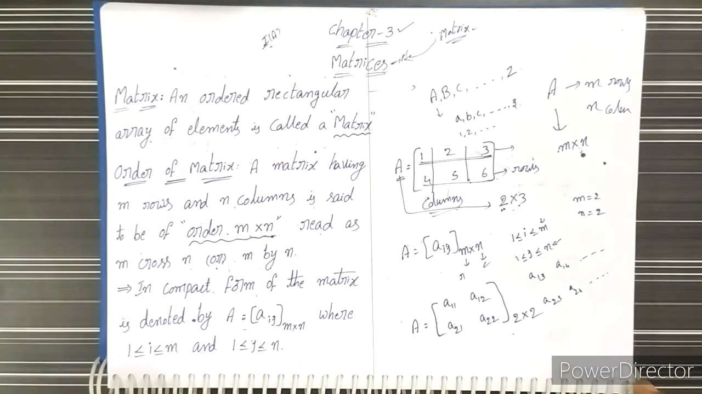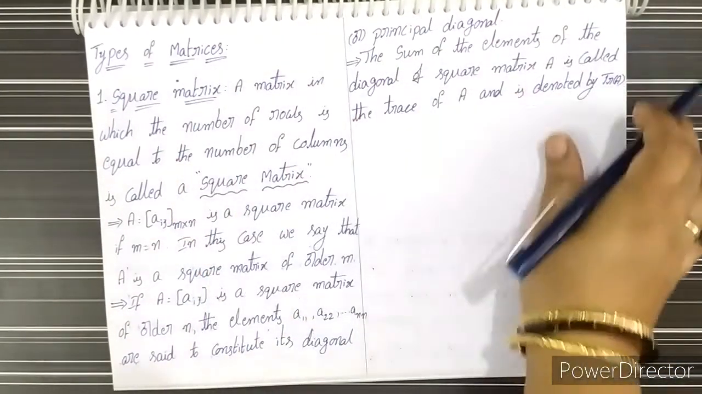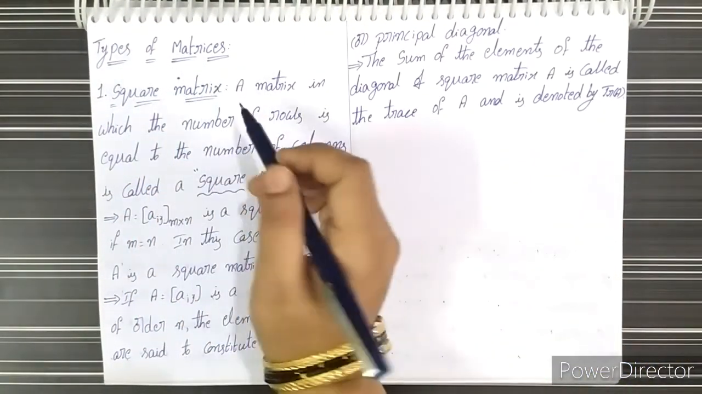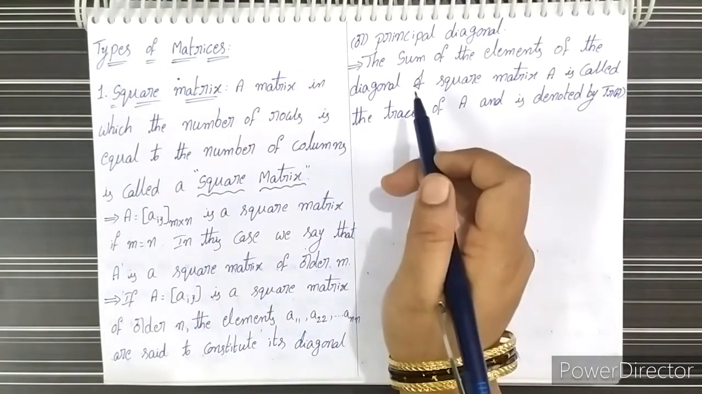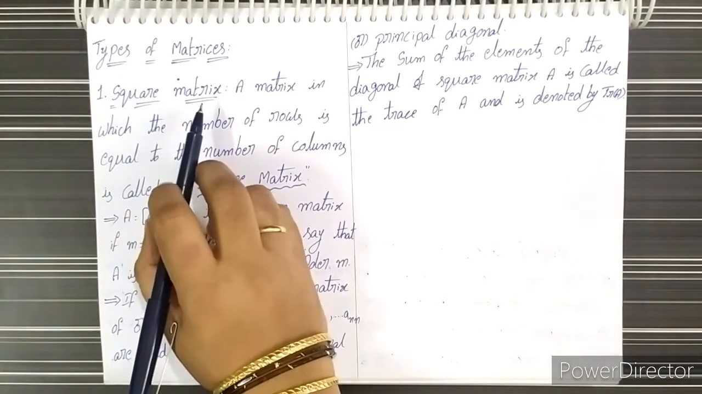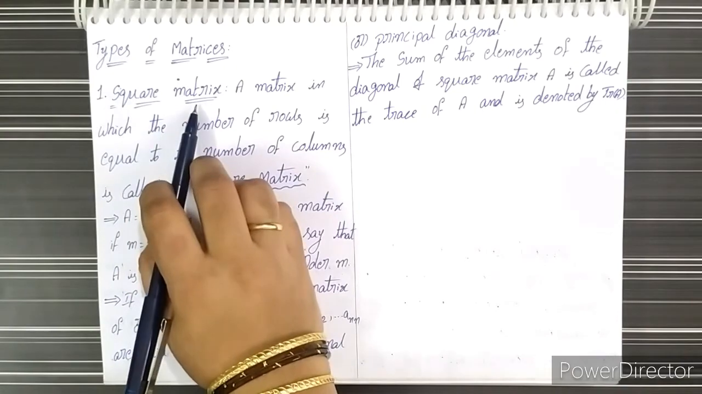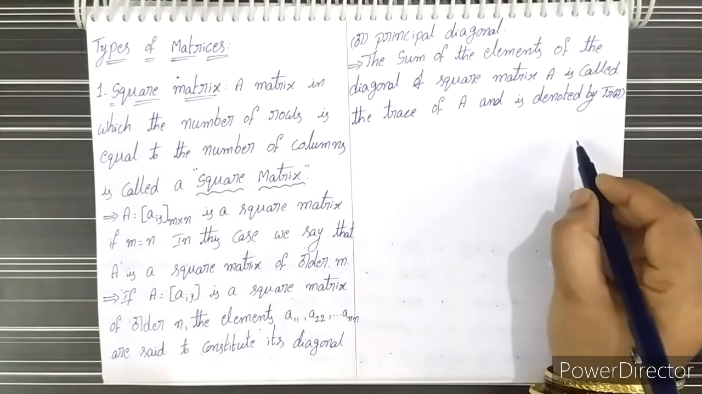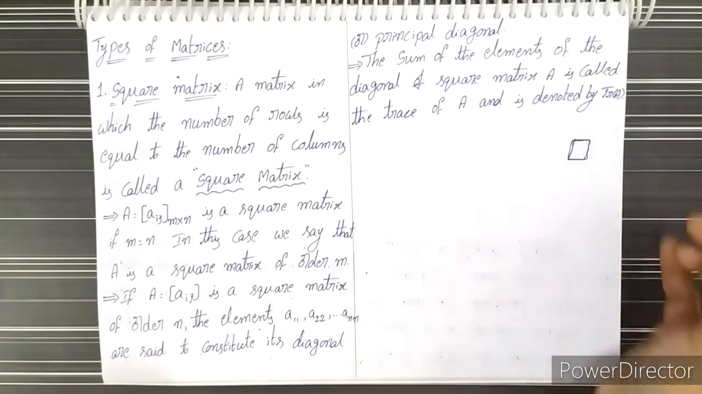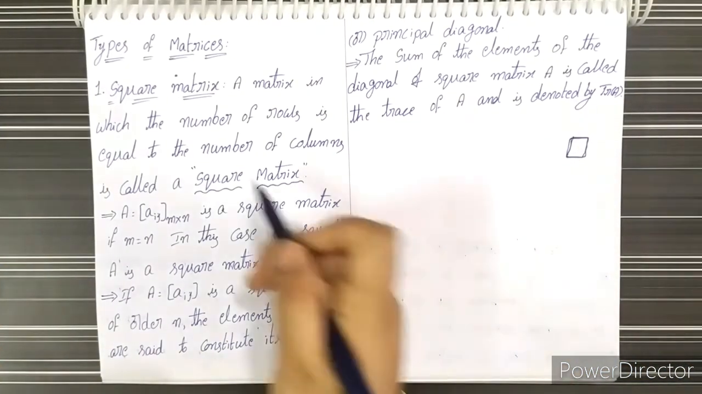Next, we will go to the types of matrices. The next topic is types of matrices. In the types of matrices, there are so many types. First, the square matrix. Already we know square means all sides are equal in length.